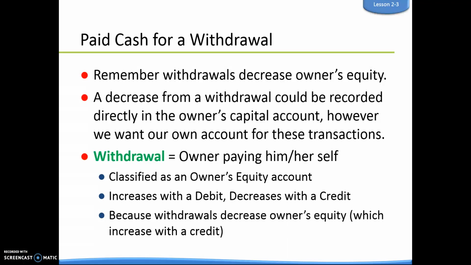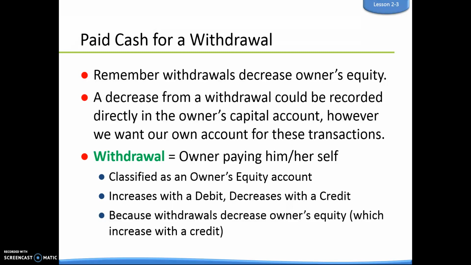Okay, accounting ones, let's finish up our last little bit of our 2-3 section here. The last type of transaction that could possibly affect your owner's equity account is a withdrawal. A withdrawal is where the owner takes money out of the business to pay him or herself.